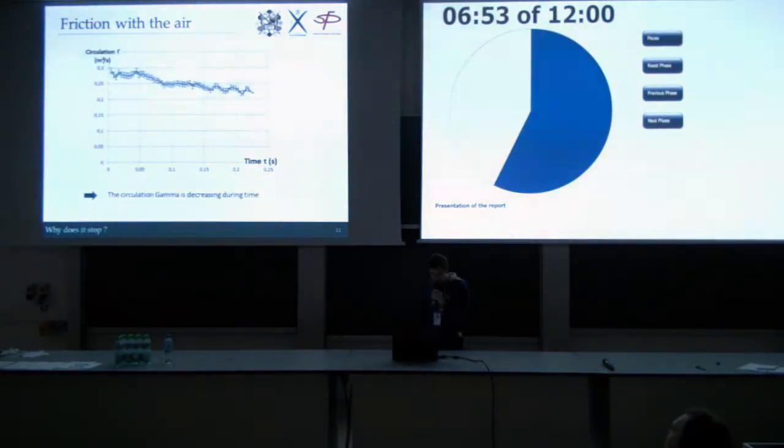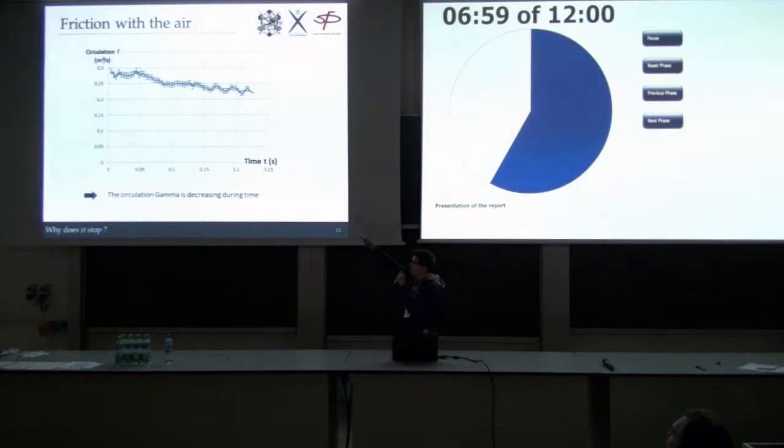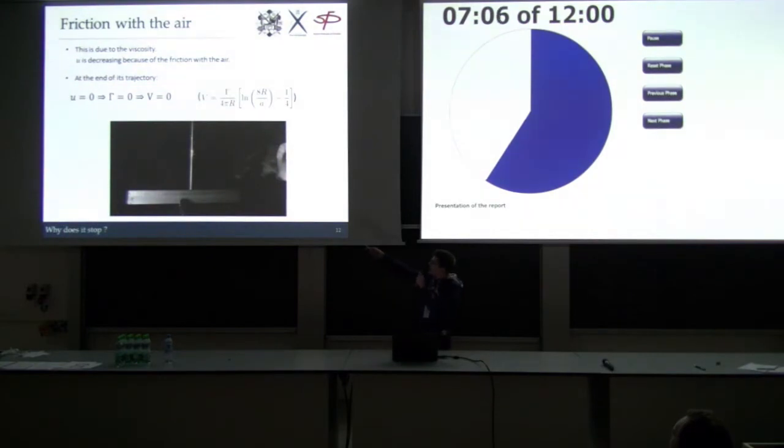Last but not least, now I plot the circulation gamma as a function of time, and we can see that the circulation gamma is decreasing over time. So what can we conclude from that? The circulation gamma is decreasing because of the viscosity.